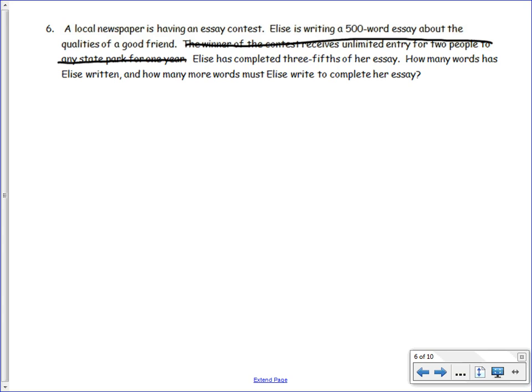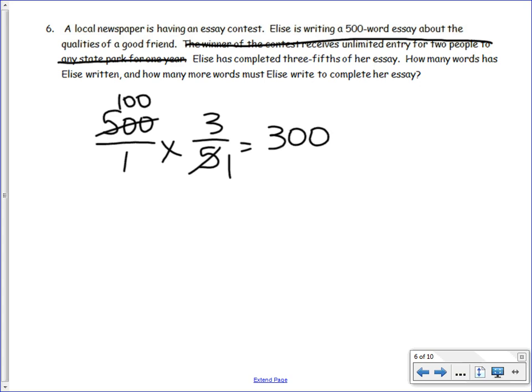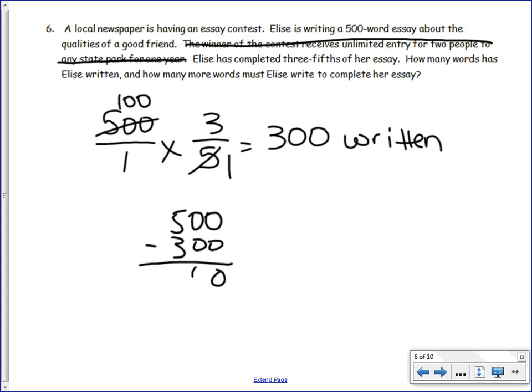To find out how much she's written, I'm going to take 500, put a 1 under it, and multiply it by 3/5. I can cross reduce here. 5 goes into 5 once, 5 goes into 500 100 times, because 100 times 5 is 500. 100 times 3 is 300. That tells me how many words she has written. To find out how many she has left, I'm going to take the total words in the essay and subtract out what she has written. So she has 200 words to go.